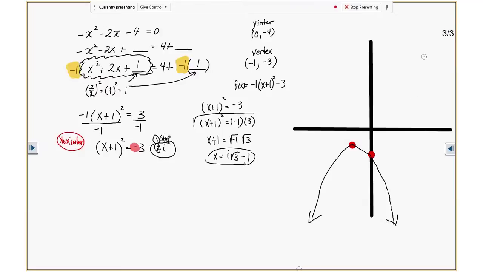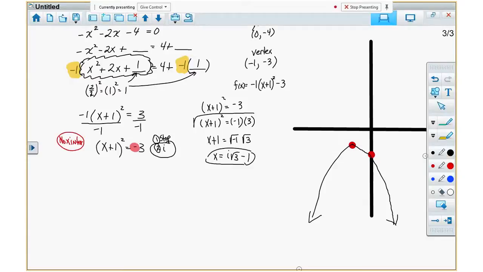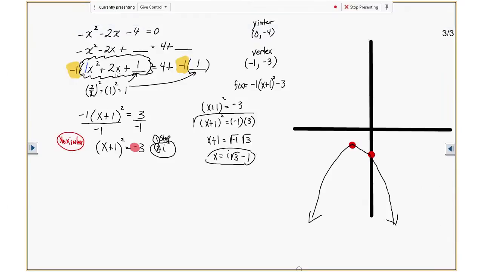So, what's the domain? All real numbers. Range is -infinity to what? -3. Increasing from -infinity to -1. Decreasing from -1 to infinity. So you immediately factor out the -1. You have to do that before you complete the square, because what does a have to be? This has to be a +1 for you to be able to complete the square.